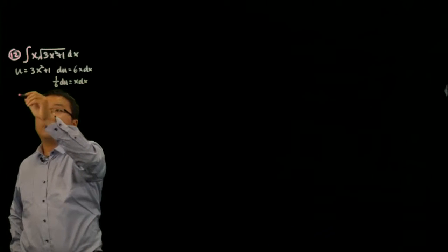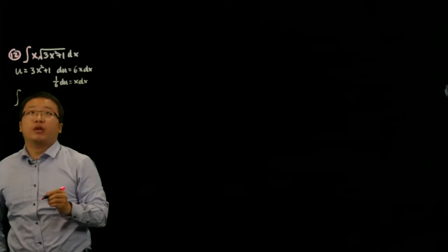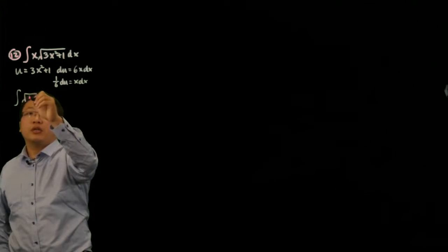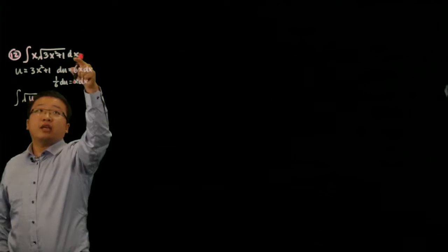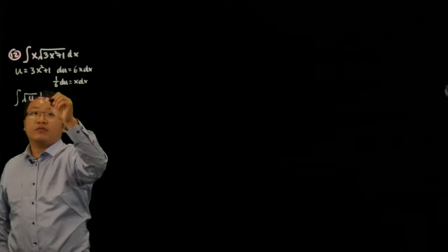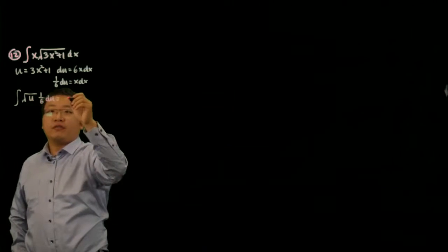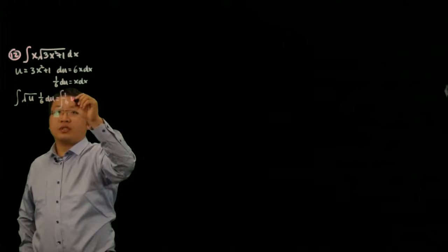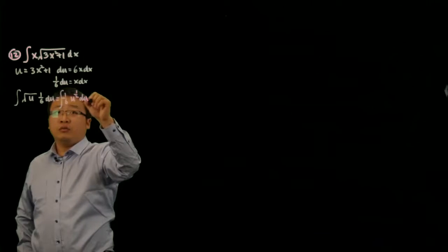That's what I'm looking for. So I can change my question, or substitute in the two components: the square root of u, and this x dx together is 1/6 of du. And that will give you 1/6. Well, I'm going to rewrite my question as 1/6 u to the 1/2 du.